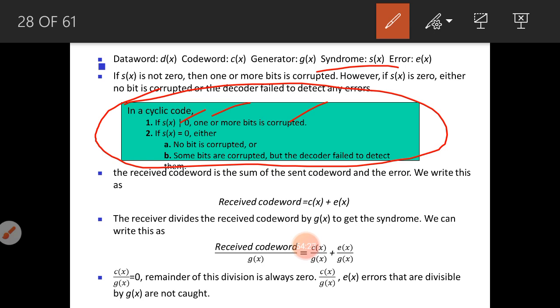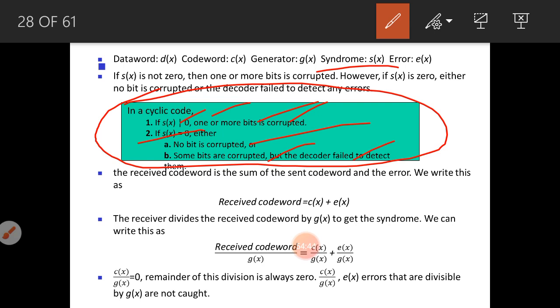We know that if the syndrome value is non-zero, not equal to 0, then one or more bits have been corrupted. If s of x is 0, no bit has been corrupted, or some bits are corrupted but the decoder failed to detect.